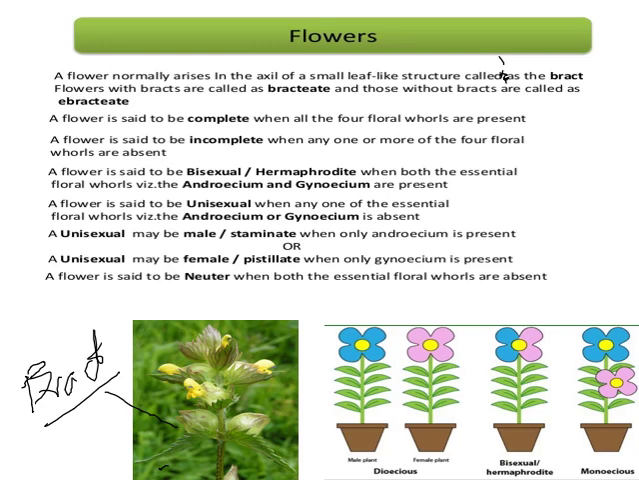And if either the androecium or gynoecium, whorl number 3 or whorl number 4, is absent, then we call it unisexual. Unisexual may be male or staminate when only androecium is present, and unisexual may be female or pistillate when only gynoecium is present. So these are the various terms that we use for a flower during identification or morphological description. A flower is said to be neuter when both the essential floral whorls are absent. If both androecium and gynoecium are absent, then we call that flower neuter.